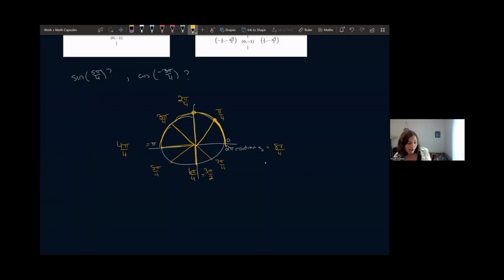If I wanted to know what's sine of 5 pi over 4, I would just divide the top and bottom in half into 4 equal sections each, and I would count around. You start at 0 and you go counterclockwise. So 0, 1, 2, 3, 4, 5. Okay, 5 pi over 4 is located right here.